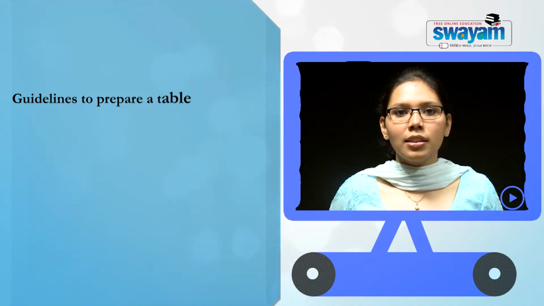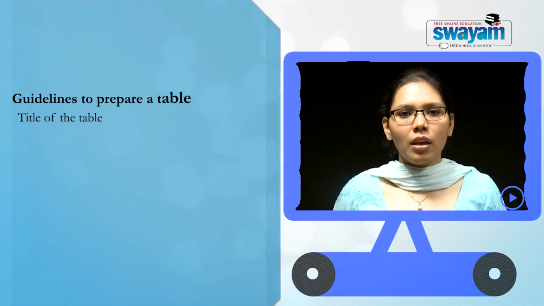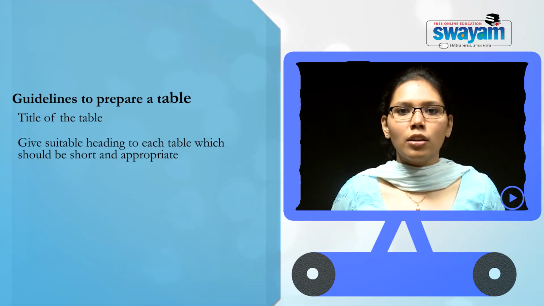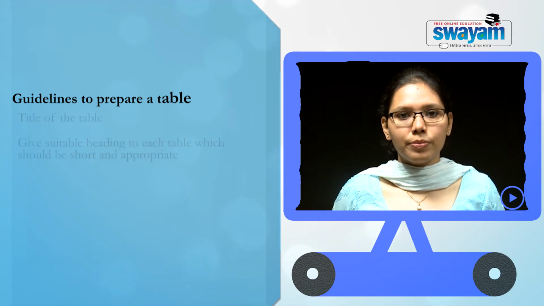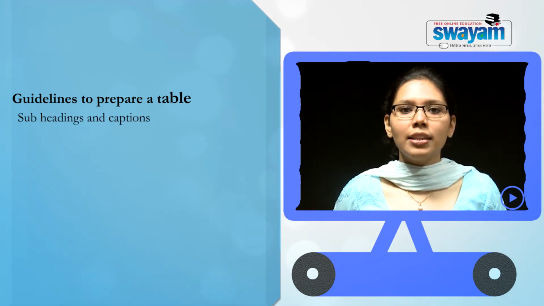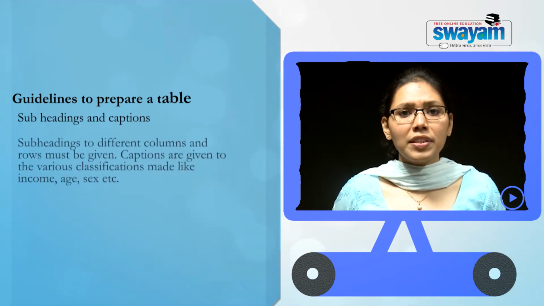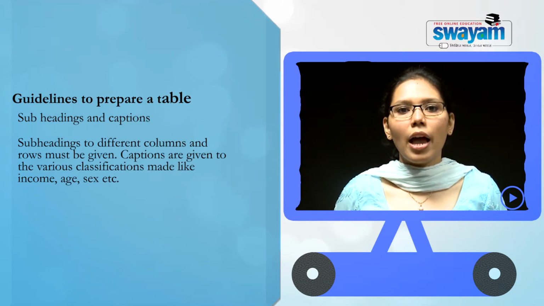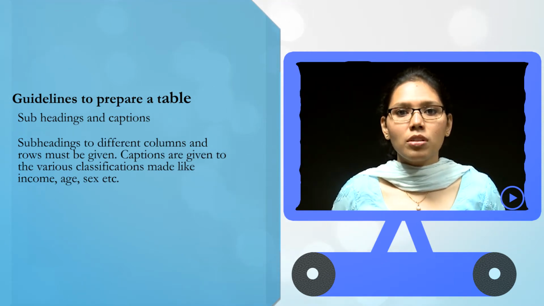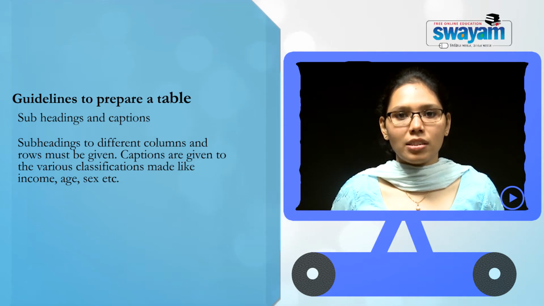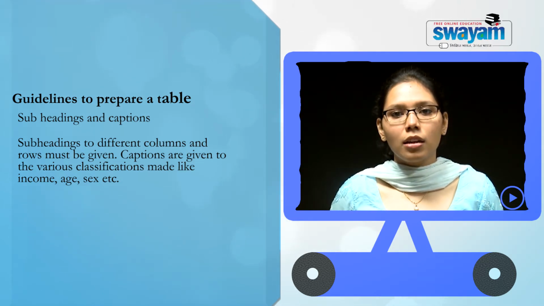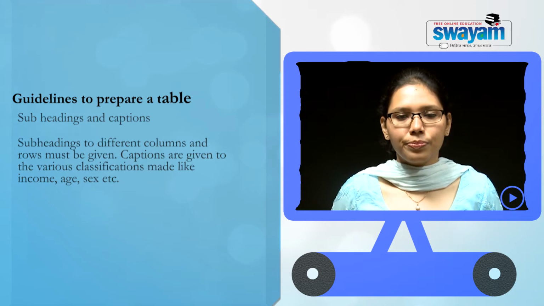Now, coming to how a table is to be prepared, following are certain guidelines on it. First guideline is the title of the table. Give a suitable headline to each table, which should be short and appropriate. Second, subheadings and captions. Give subheadings to different columns and rows. Captions are given to the various classifications made, like income, age, etc.